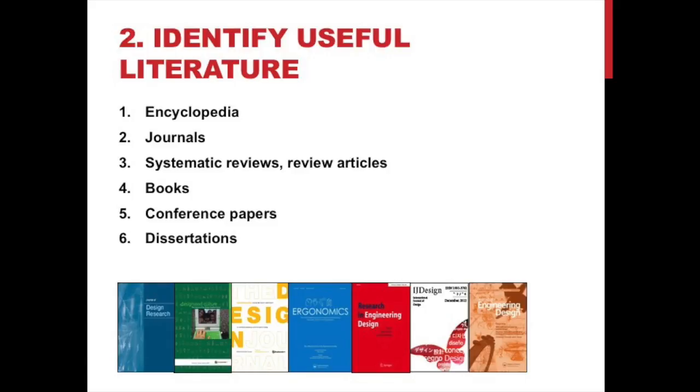You can find it in encyclopedia, journals, academic journals. Systematic reviews can be conducted, and this is often already done, and you can find these review articles. You can read books, you can read conference papers, which are quite similar to journals, only they are often a bit shorter and not about finished research, but more about research in progress. And you can look for dissertations of PhD candidates.